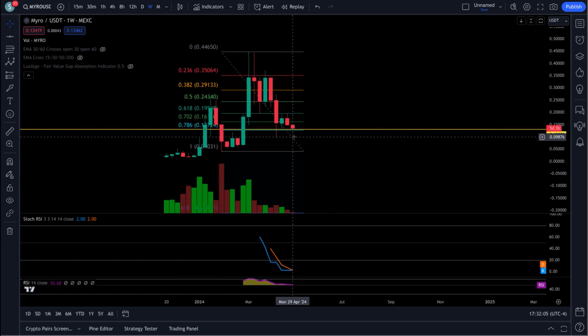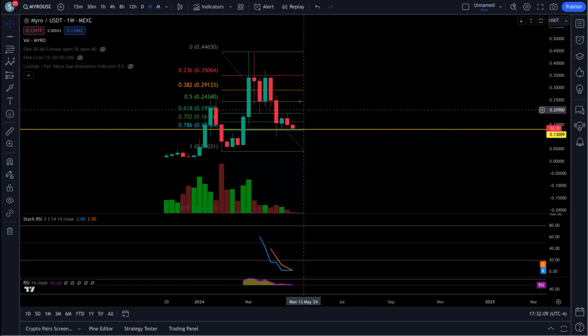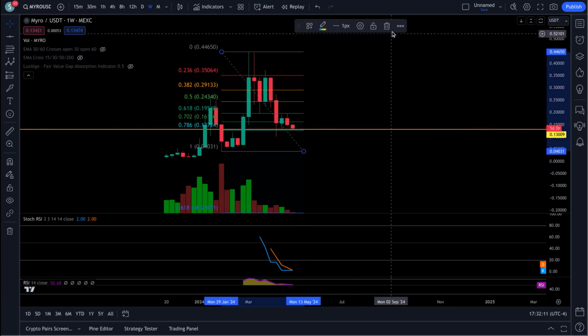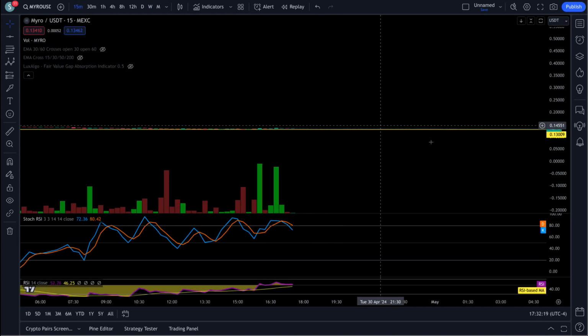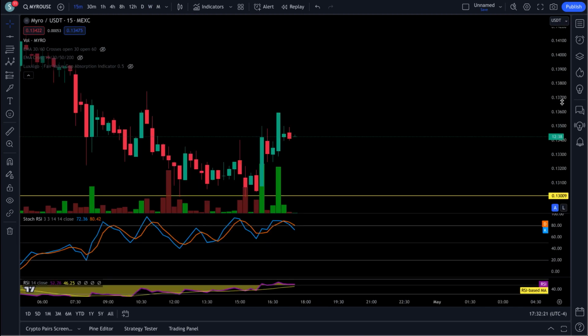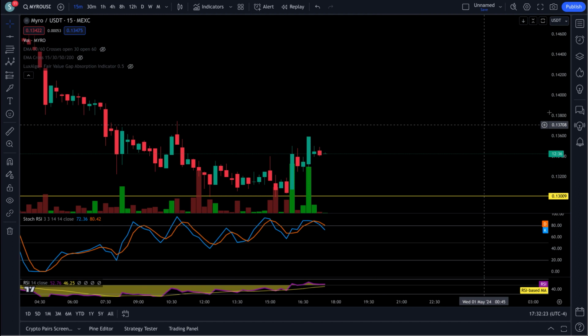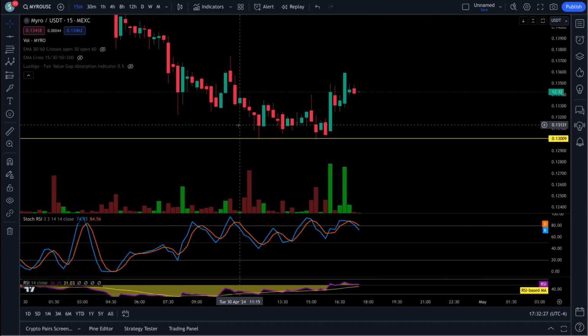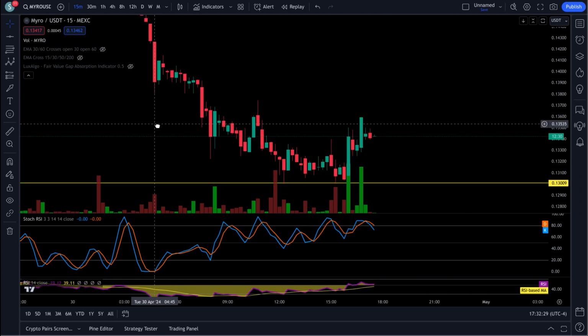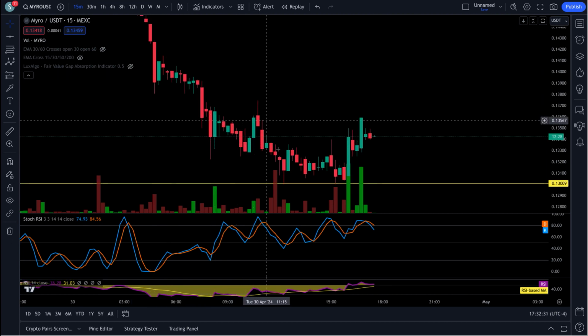Now, if you're taking leverage on this, take low leverage, not financial advice at all, okay? But I'm sure Myro has a lot of volatility. If you go on a 15-minute in here, let me show you this. Because I trade this thing once in a while, and you can see all these wicks. This is on MEXC right here. Look at all these wicks. That's why you've got to be careful.